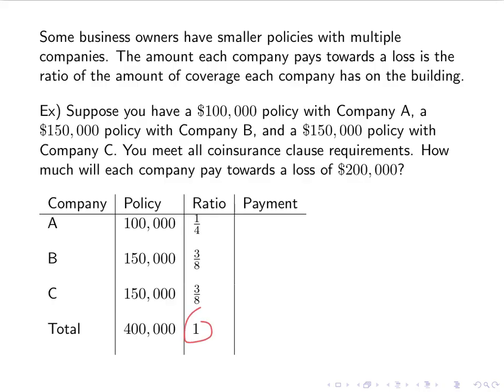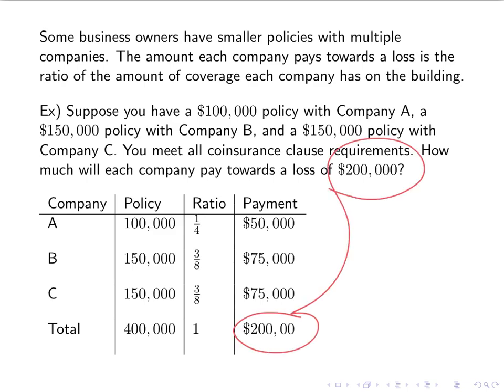If I add them up, make sure you always get 1. Again, just like before, do not round. Make sure you're using the whole fraction. Okay? And then we're going to take the ratio and multiply it by the loss. So a quarter of 200,000, that's 50,000, then 3/8 of 200,000, and that's going to be the same for B and C. You get 50,000, 75,000, 75,000. Again, you're just multiplying the ratio by the loss. Add them up. Make sure your total loss is what the loss was. Again, the companies won't pay more than the loss, so make sure that they equal the same thing.